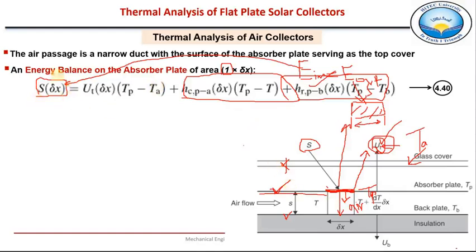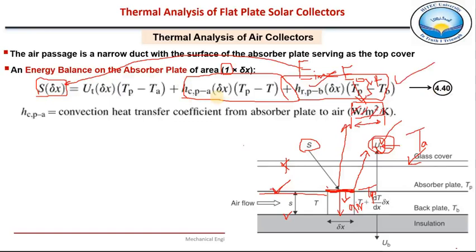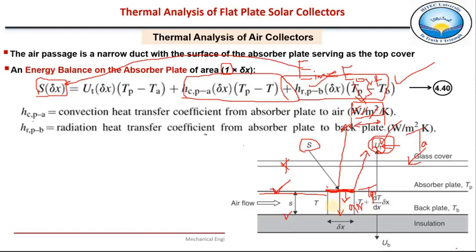So these are the energies entering and leaving our system. What is our system? The absorber plate. So I hope the equation 4.40 is clear now. So in this equation 4.40, there are two convective heat transfer coefficients. One is this one, convective heat transfer coefficient from the absorber plate to air in watts per meter square per Kelvin. Second is the radiation heat transfer coefficient or radiative heat transfer coefficient from absorber plate to this back plate. And UT I already explained.